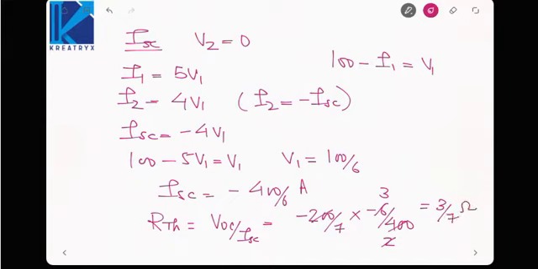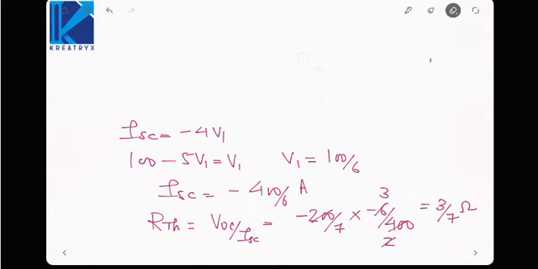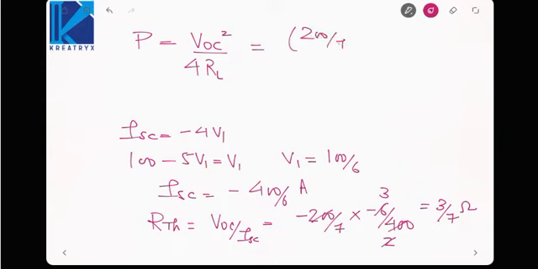So load resistance must be equal to 3 by 7 ohm in order for the maximum power transfer. And what is the maximum power transfer? Maximum power transfer is actually VOC square by 4RL. That is 200 by 7 whole square divided by 4 into load resistance, that is 3 by 7. This comes out to be 476.19 watt. So that will be the maximum power that can be transferred to the load, and for that load resistance must be equal to 3 by 7 ohms.